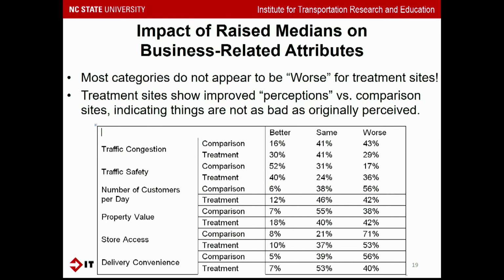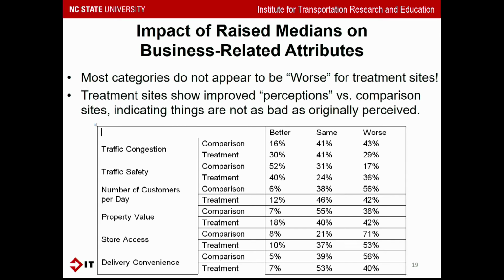And then what is the impact of raised medians on business-related attributes? When we think about the raised median in terms of congestion, safety, number of customers per day, property value, site access, and then delivery convenience, this is a big one for trucks.